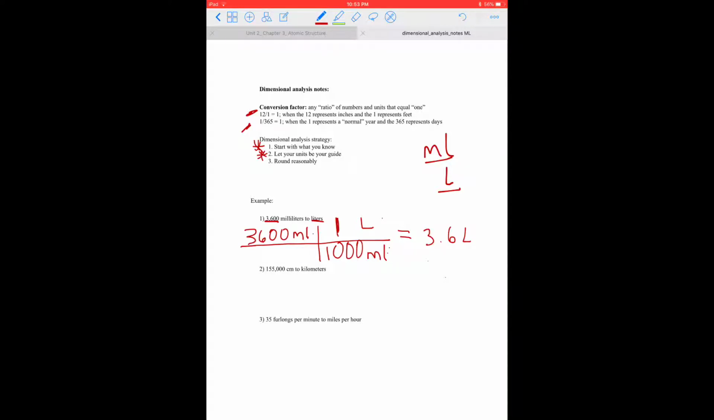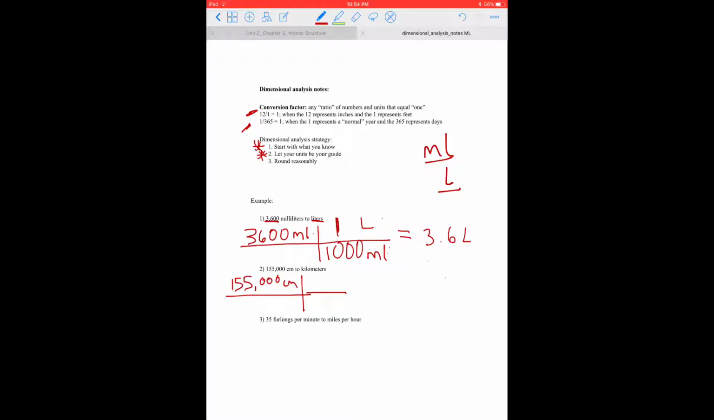So for our next one, we're going to start with what we know. We've got 155,000 centimeters, and we want to convert that to kilometers. Now this one gets a little bit more complicated because it's probably not a good idea to convert straight from centimeters to kilometers because we know our base unit for length is the meter, and a centimeter is smaller than a meter, and a kilometer is much bigger than a meter. And that meter is that base unit. So we always want to convert to the base unit first, and then we can go up or down to the next unit. So we're going to convert first from centimeters to meters.